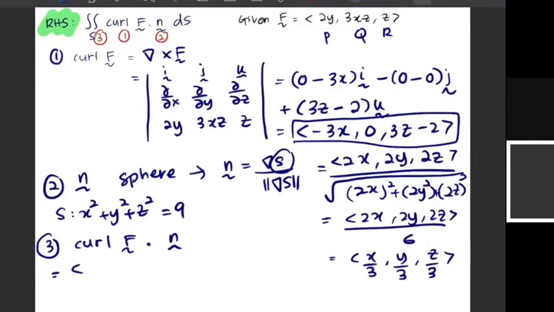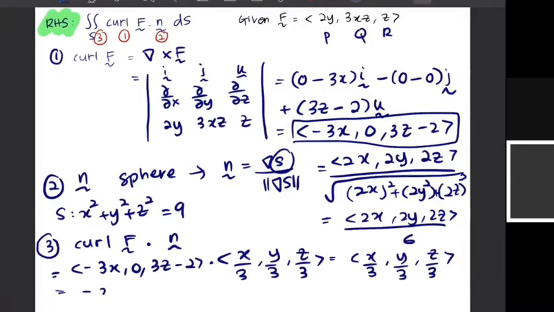Then find the magnitude: the square root of 2x square plus 2y square plus 2z square. You will get 2x, 2y, 2z over 6. Okay, simplify: x over 3, y over 3, z over 3. Okay, step number 3: dot product of curl F with n.